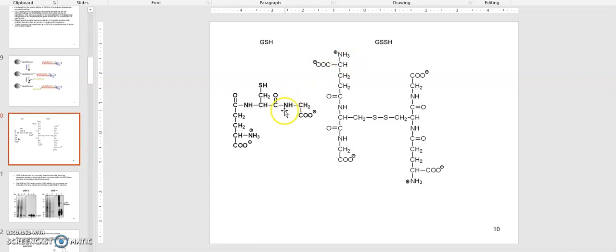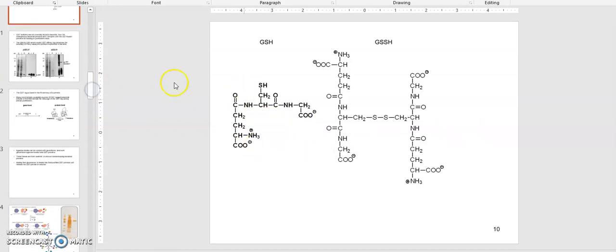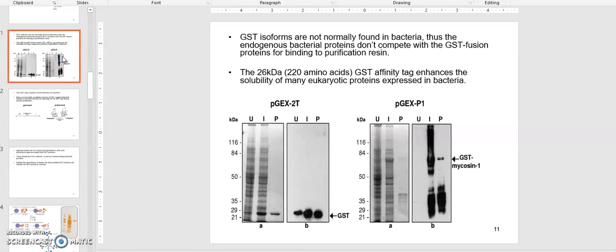So reduced glutathione looks like this, and oxidized glutathione can become a dimer, and it may look like this. Okay, then GST binds both. So it binds the glutathione, and in the reduced condition, in the oxidized condition, it can transfer them into this form. So GST isomer forms are normally not found in bacterial cells. Thus, endogenous bacterial proteins don't compete. So GST is a eukaryotic protein enzyme, but it is not found in bacterial cells.